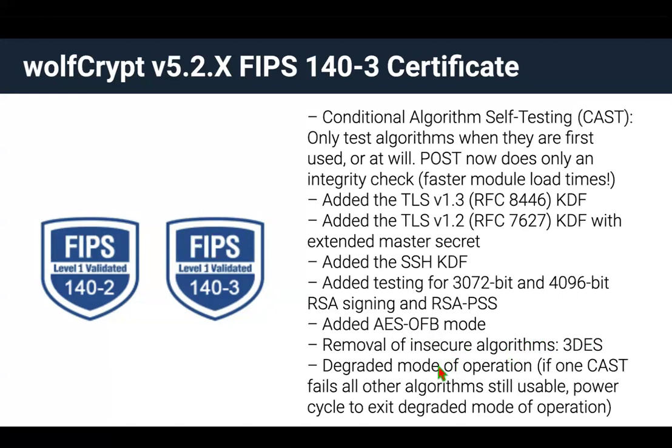So now if one of the conditional algorithm self-tests were to fail, let's say the sun burped and a solar flare hit the earth and flipped a few bits in your processor while a CAST was running, and it happened to fail, that algorithm that failed its CAST would go offline. You couldn't use it anymore, but all the other algorithms would remain available to you. And then to get out of degraded mode, you just power cycle the module and you'll be back to the original usable state for everything.